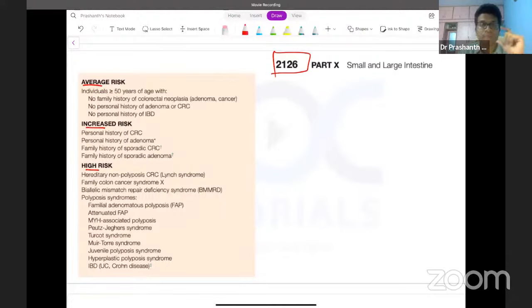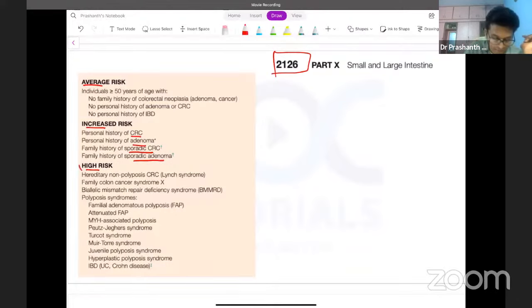This is important. Average risk are anybody aged more than 50 years with no family history, no personal history of any adenomas or carcinomas, or no personal history of IBD. Increased risk are those with personal history of CRC, adenoma, family history of sporadic CRC, and family history of sporadic adenoma. Okay, this comes to increased risk, but it's still not high.